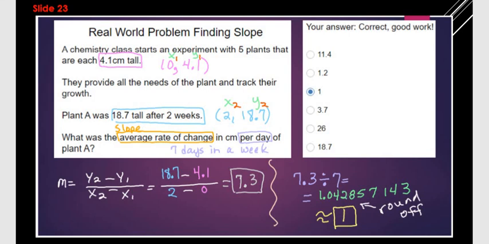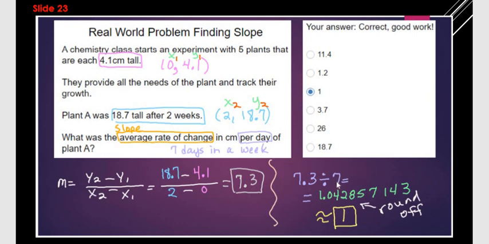When I look at this, I'm going to use the slope formula. I've already set up my ordered pairs right here. The reason we put 0 here is because at the beginning of the month, the plant was 4.1 centimeters tall. After 2 weeks, the plant now is 18.7. Look at the way I've set it up. I start at the back, put this on top, this on the bottom, directly underneath each other. This in the back goes on top, and this is on the bottom, just like this. I've color-coded it. Put these in, and you come up with 7.3.